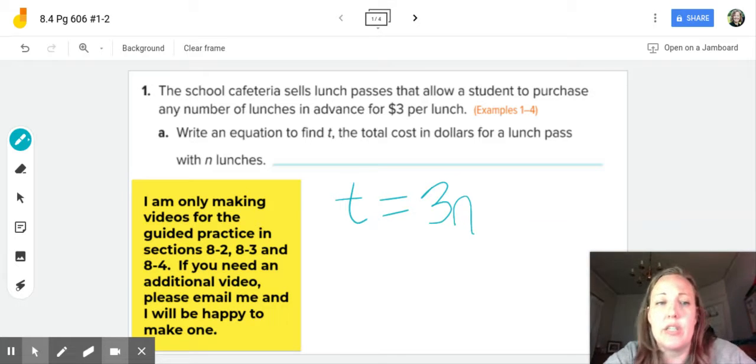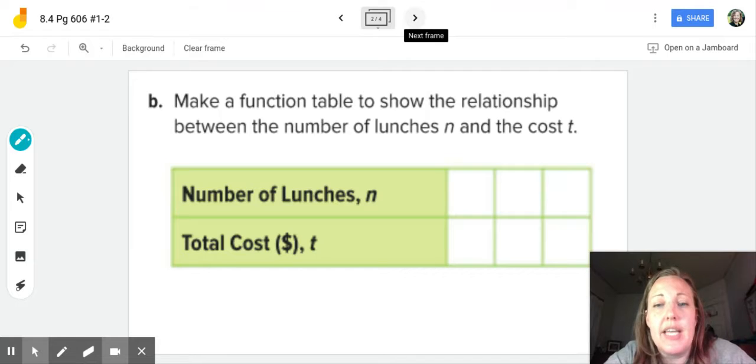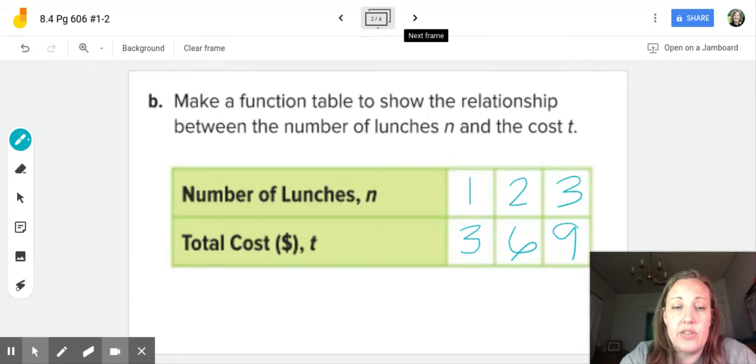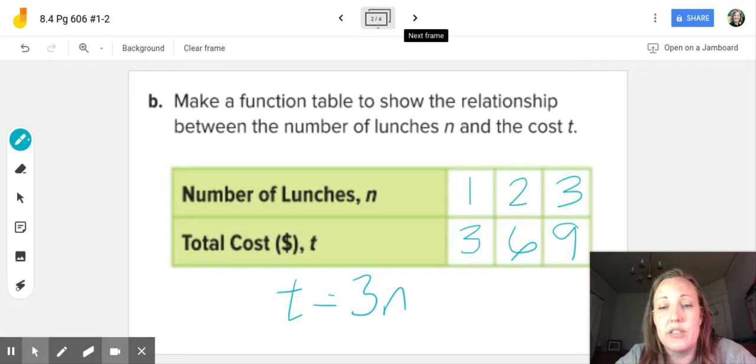Let's try number 2. Make a function table. So now we're doing a table to show the relationship between the number of lunches in, right? That's kind of our X value, our input, and the cost T. So if I get one lunch, I have spent $3. If I get 2 lunches, I have spent $6. If I get 3 lunches, I have spent $9, right? Because T is equal to 3 times N, N being the number of lunches, okay?